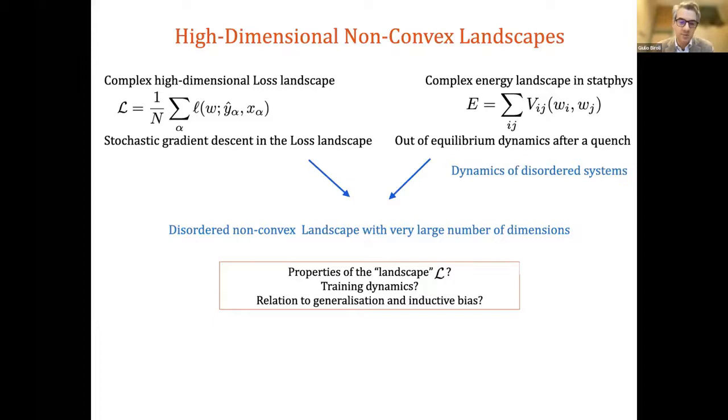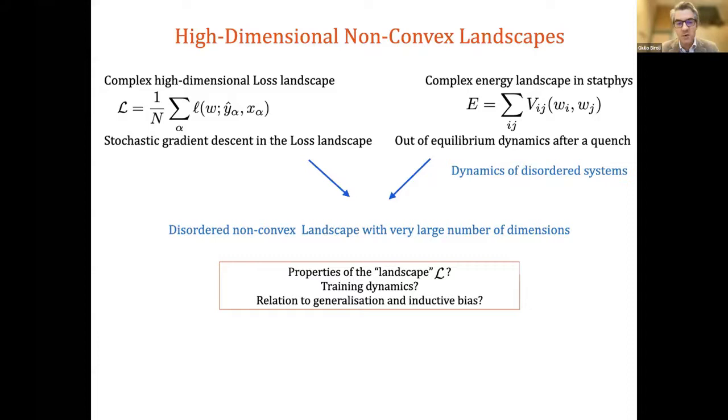In physics, we have dealt with not the same kind of landscape, but there have been a lot of works that try to understand high dimensional non-convex landscapes. In this case, high dimensional means that there are many particles or many spins interacting together, and non-convexity comes in particular when you study disordered systems. Physicists have really tried to understand the shape and properties of this high dimensional non-convex landscape, and what the dynamics is in it. In particular, if you start from a random initial condition and let the gradient flow or gradient descent go, where is the system going to end up?